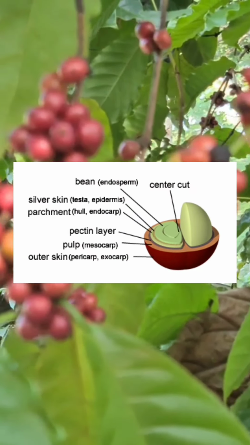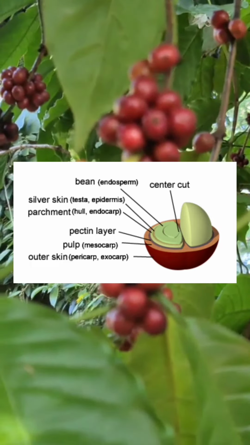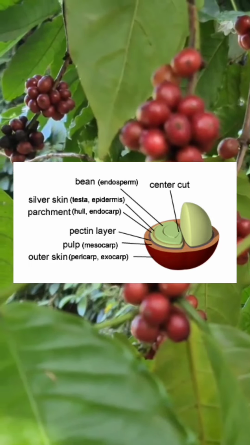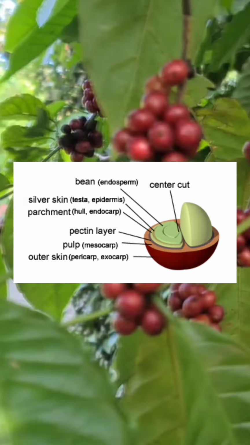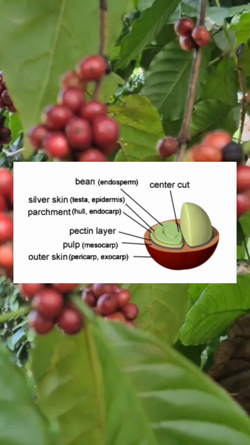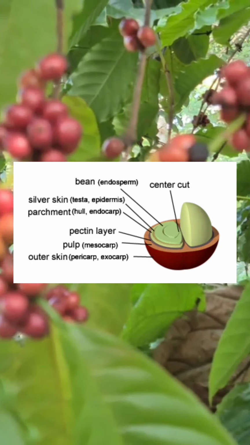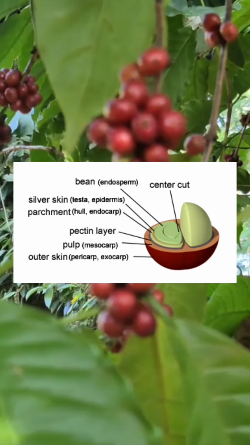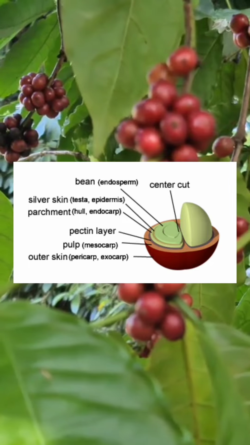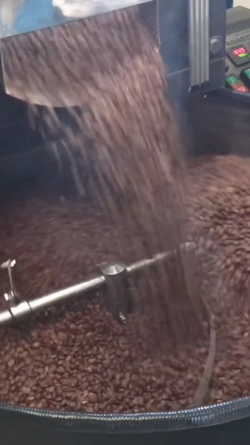So you can see that there is an exocarp, which is also known as the outer skin. We have the mesocarp, also known as pulp. We have also a pectin layer, a parchment, a silver skin, until we go to the bean or the endosperm, kung saan ito yung ginagawang kape.